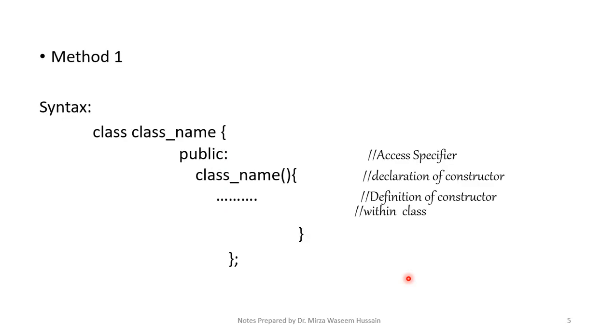For example, method 1, here is the syntax. We have the keyword class, and here we are declaring the class name. It can be anything, student, student1, employee. Here we are specifying the access specifier, public, and here we are declaring a constructor with the name, class name. That's the declaration of a constructor. Here we can write the definition of a constructor within the class.